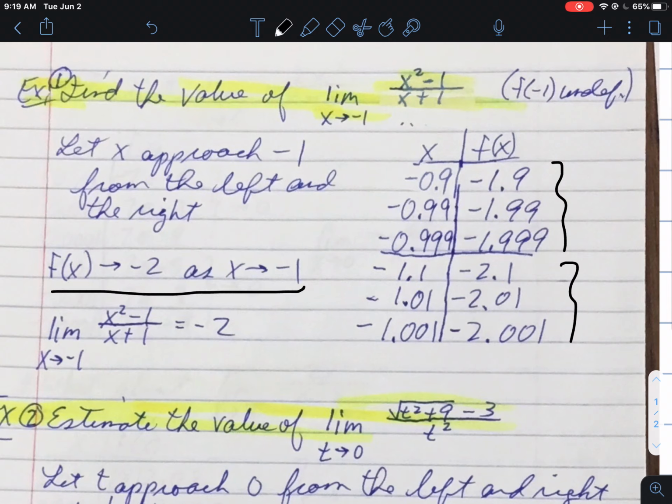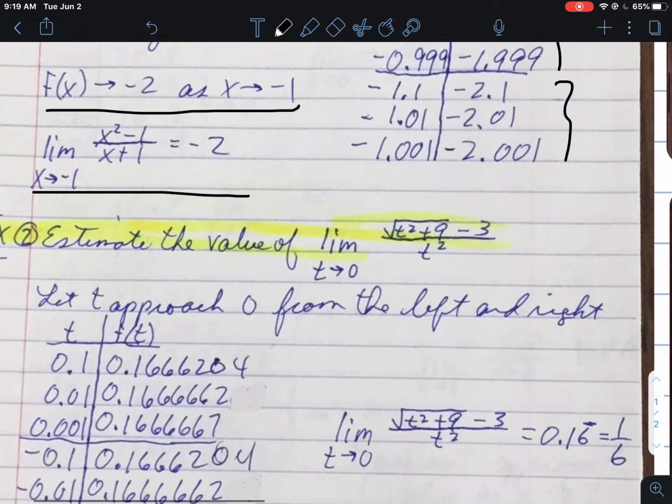Or in terms of our limit statement, we could say that the limit as x approaches negative 1 of x squared minus 1 over x plus 1 equals negative 2. All right? But the bottom line is, what are we trying to observe? We want to see what the function values are doing. What are the y values doing as you plug in x values that are getting closer and closer to your a value into that function? And can we make an observation about what's happening?